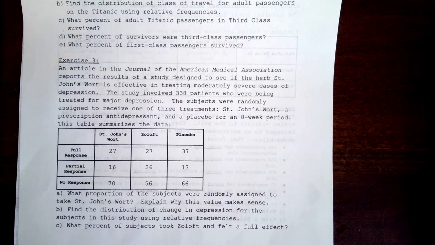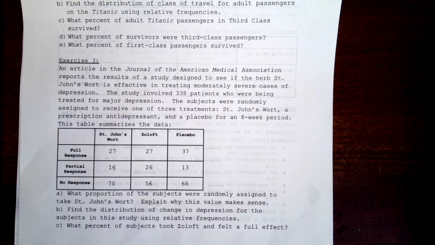Example 3. An article in the Journal of the American Medical Association reports the results of a study designed to see if the herb St. John's wort is effective in treating moderately severe cases of depression. The study involved 338 patients who were being treated for major depression. The subjects were randomly assigned to receive one of three treatments: St. John's wort, a prescription antidepressant, and a placebo for an 8-week period.